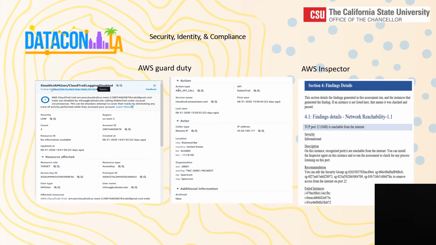For Inspector, we use it to analyze the behavior of the AWS resources and help to identify any potential security issues. Assessment runs are scheduled to run weekly, and the assessment report is reviewed in the weekly security meeting. Any issue will be addressed right in that meeting.